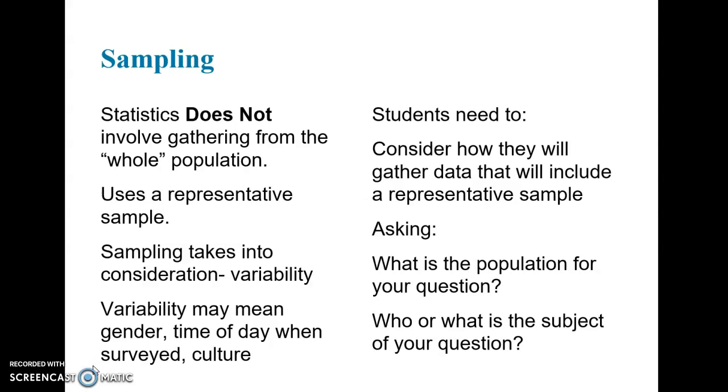Ask students to consider how they will gather data that will include representation across the population. Random sampling in statistics increases the validity of the results and therefore gives more confidence in being able to make inferences about the population you're asking about.